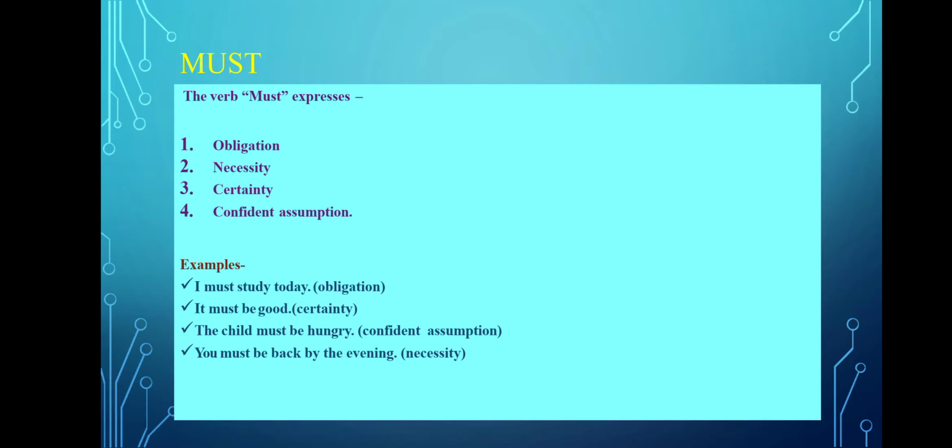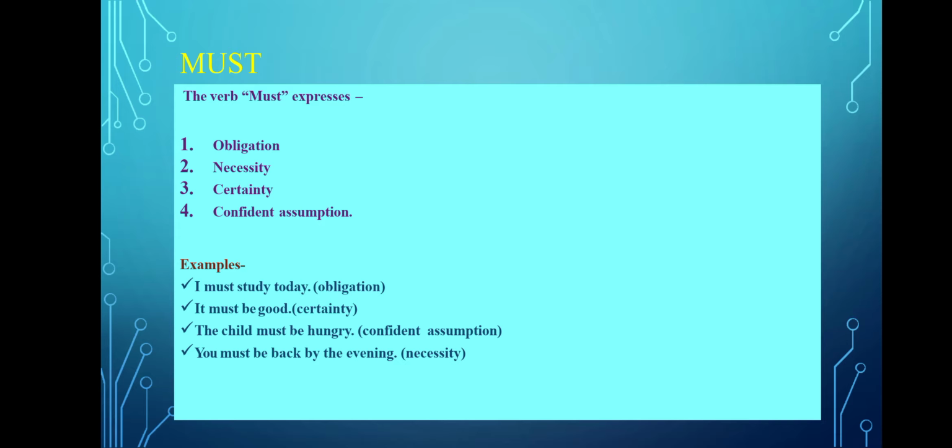Must. The verb must expresses obligation, necessity, certainty, and confident assumption. So obligation means any kind of duties or responsibilities. Necessity, certainty, and confident assumption. You are confident that this is going to happen. You can understand that beforehand. So examples: I must study today. This is an obligation. This is your duty, your responsibility towards yourself.